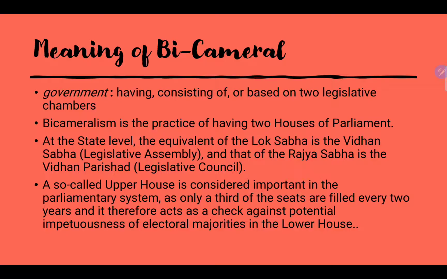So the meaning of bicameralism: in this, bi means two and cameral means chamber. So a government consisting of or based on two legislatives. Uni means one legislative and bi means two legislative. Bicameralism is the practice of having two houses of the parliament.